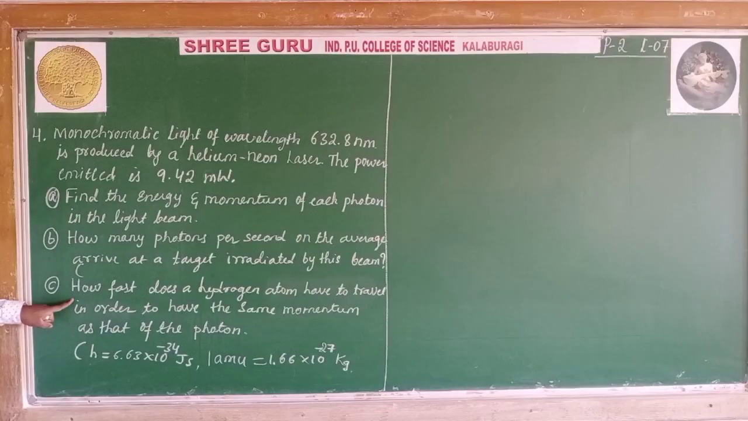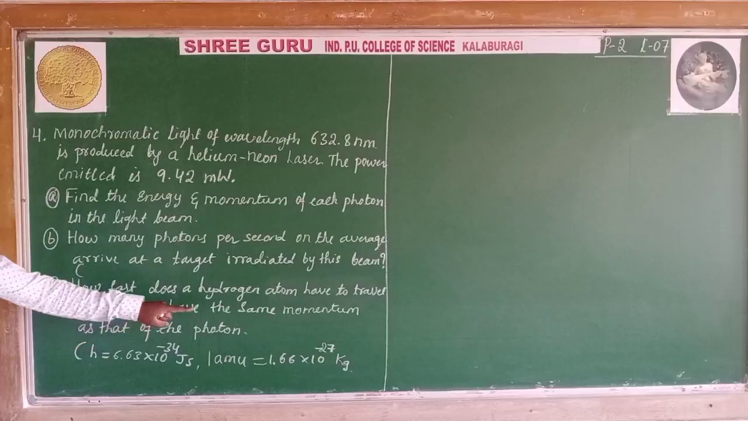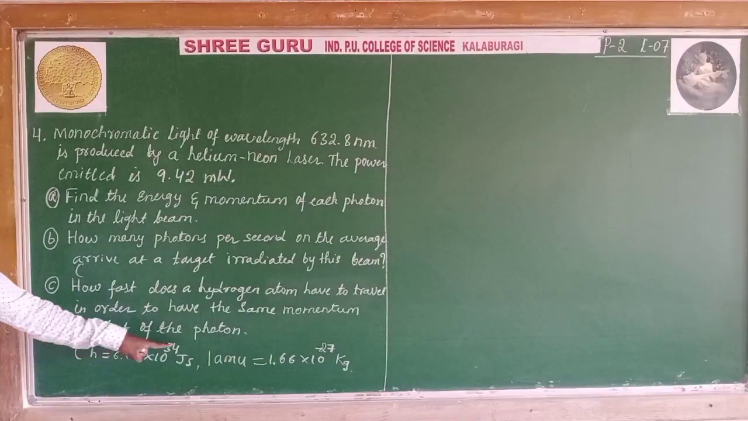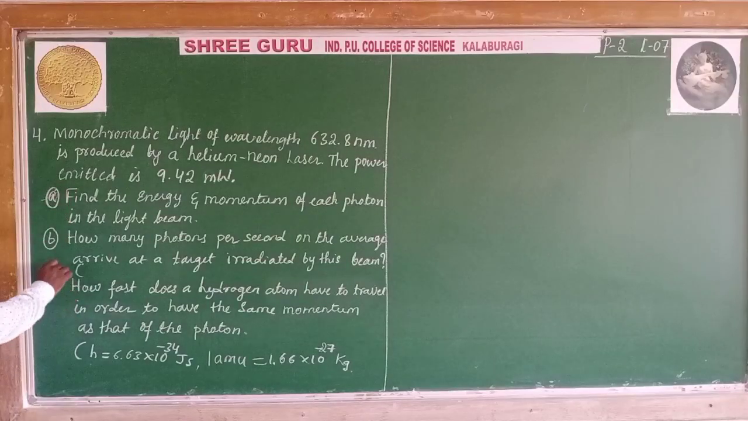Now come to the third one. How fast does a hydrogen atom have to travel in order to have the same momentum as that of the photon? We should find the velocity of that hydrogen atom so that it has the same momentum as the photon. Like a photon, it is also traveling. First find the energy and momentum, then the number of photons emitted per second, and third, the velocity for the same amount of momentum.